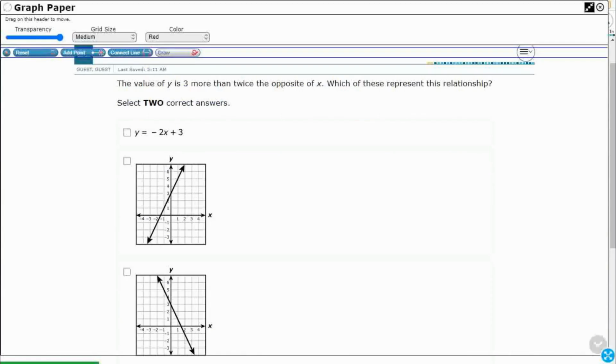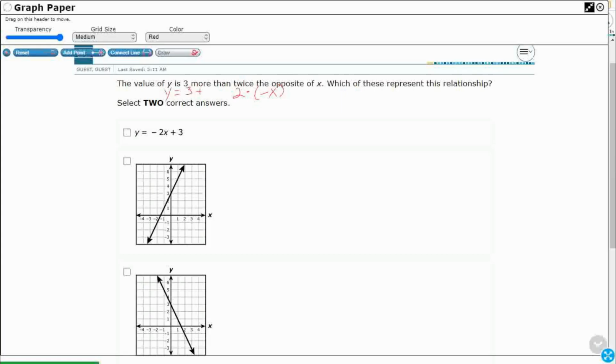The value of y is 3 more than twice the opposite of x. Now that's how it's written out in words. So let me see what this says. Y equals, y is 3 more than, so 3 plus twice, okay, so that's going to be 2 times the opposite of x. So if x is positive, the opposite is going to be negative x. So that's what it looks like. Y is 3 more than twice the opposite of x.